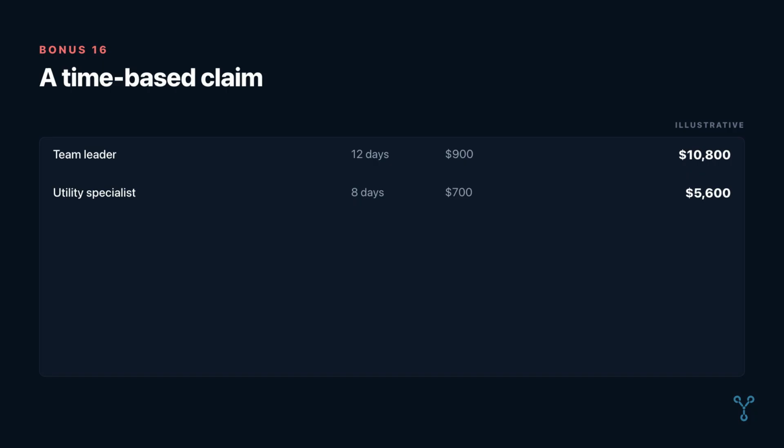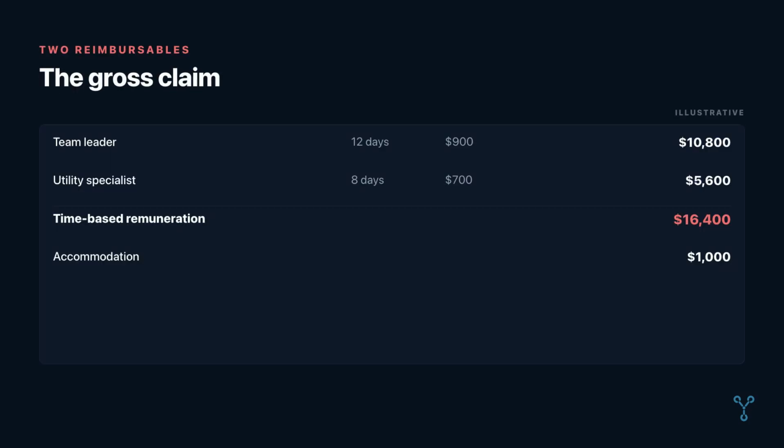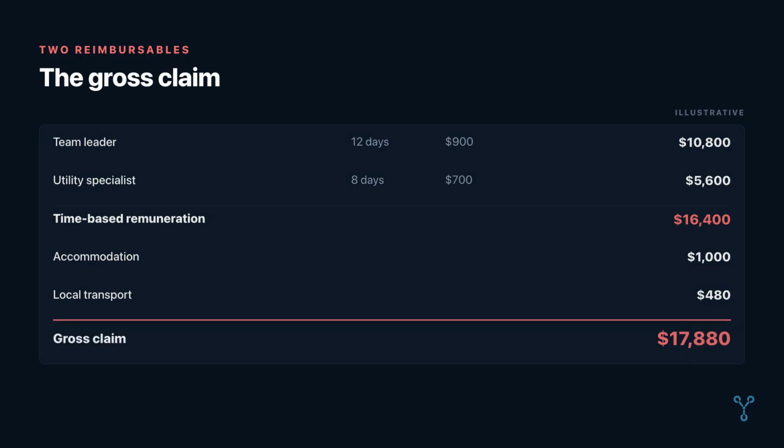The team leader worked 12 approved days at an agreed rate of $900 per day. The utility specialist worked 8 approved days at $700 per day. The time-based remuneration is therefore $10,800 plus $5,600, $16,400. The team also has 2 eligible, approved reimbursable items, $1,000 for accommodation supported by the required invoices and $480 of local transport supported by the contract's approved claim method. The gross claim is $17,880. That arithmetic is the easy part.